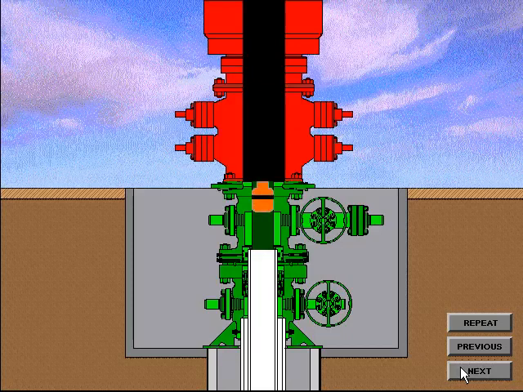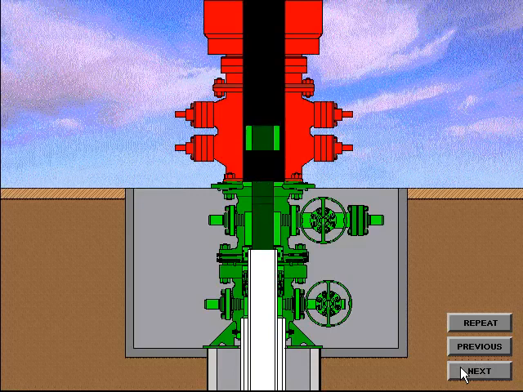To test the BOP system, the test plug is made up on the drill string and lowered through the BOP system until properly located in the casing spool bowl. Pressure is applied from above the plug and the BOP system is tested.